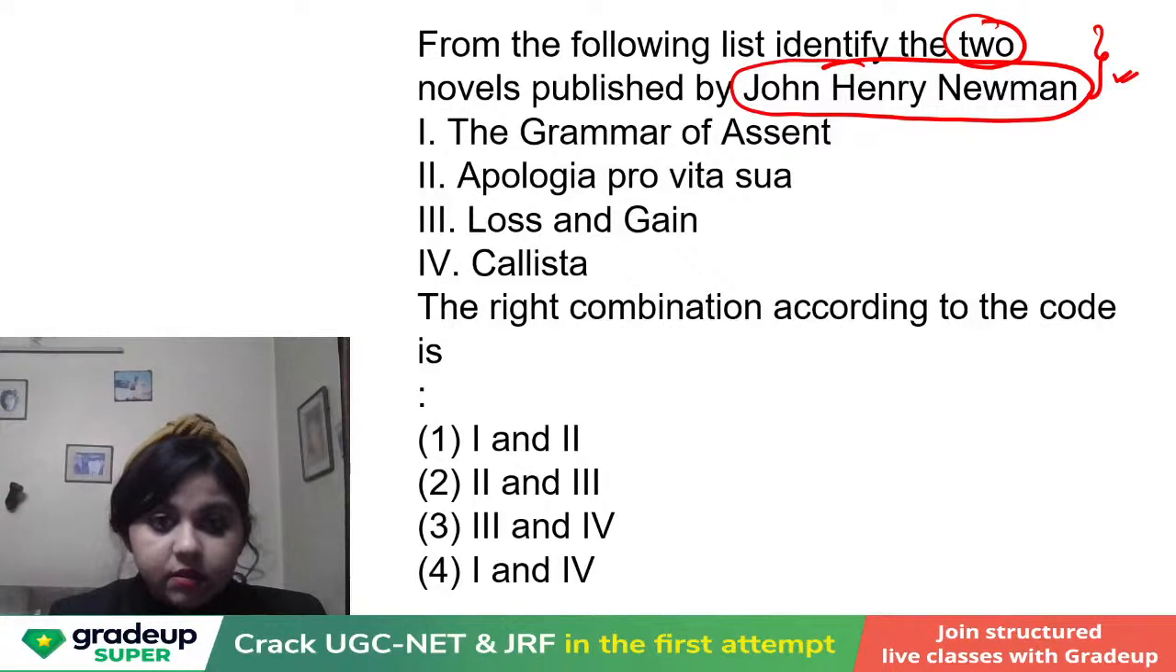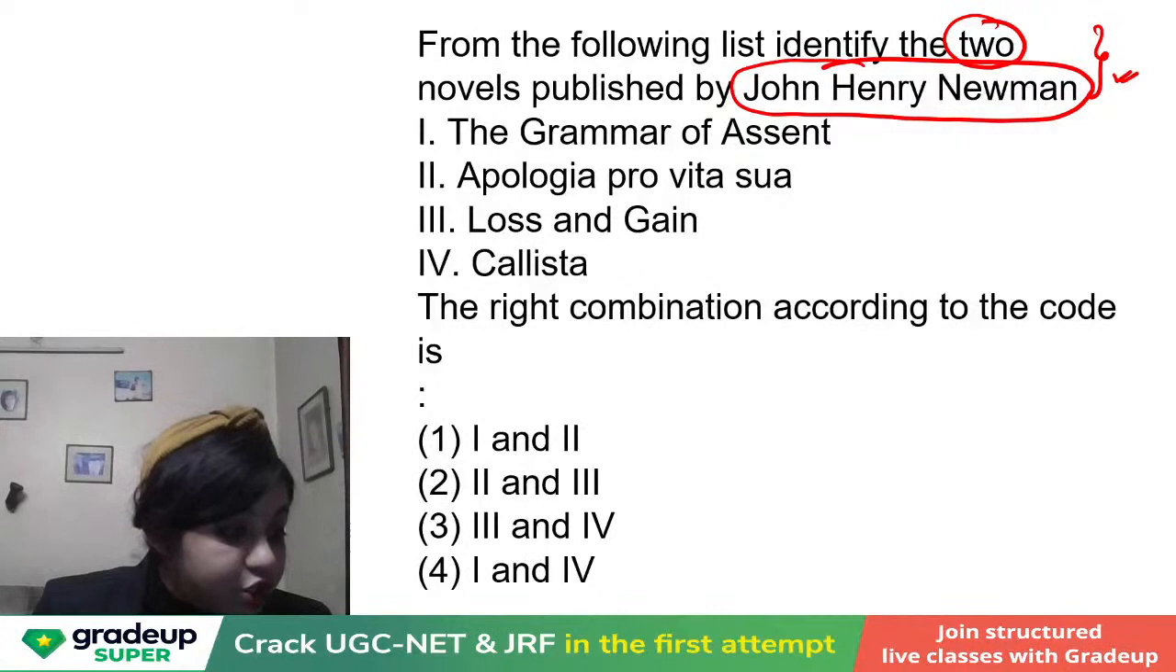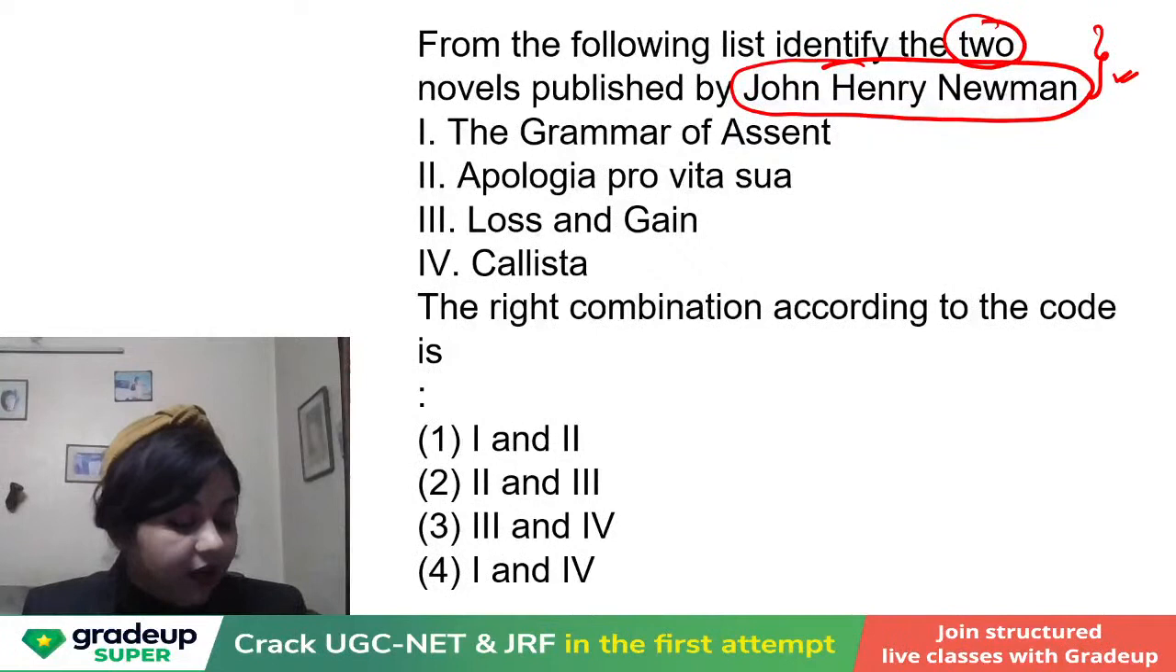And you know, John Henry Newman, he was a theologian. He was an Anglican priest. He was also later a Catholic priest. A very controversial figure when we are talking about John Henry Newman. So what are the works that he's written? What are the novels that he's written? Okay.